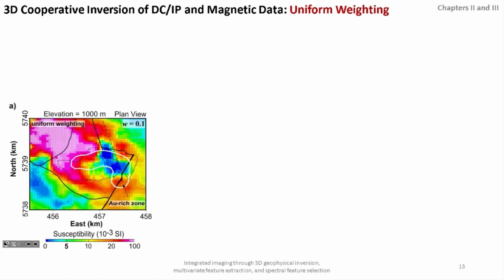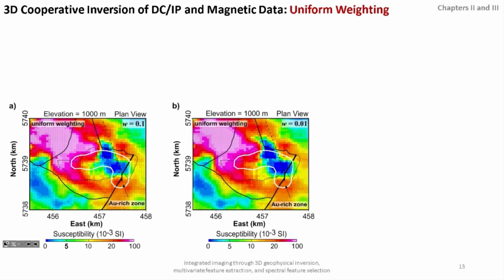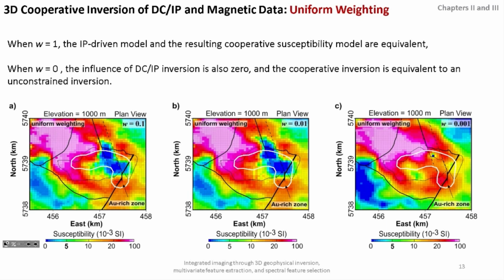We use a cooperative strategy to constrain the magnetic inversion with information derived from 3D DCIP inversion. This eventually helps to increase the accuracy of the magnetic inversion. In this case, we merely assume the influence of the IP-driven model on the cooperative inversion is evenly distributed in the X and Y directions. A constant global weight, W, determines the balance of information flow from the DCIP inversion to the magnetic cooperative inversion. When W is equal to 1, the IP-driven model and the resulting cooperative susceptibility model are equivalent.